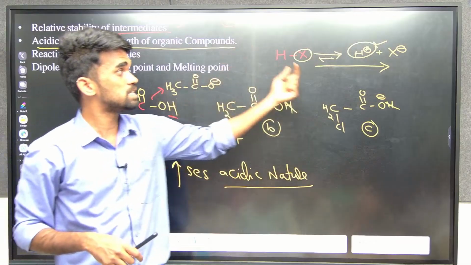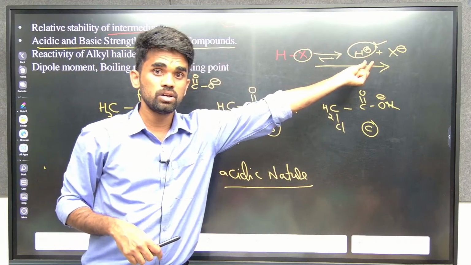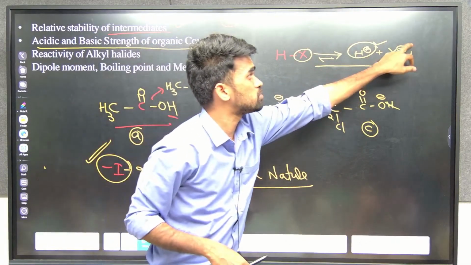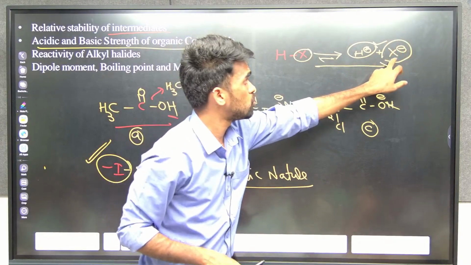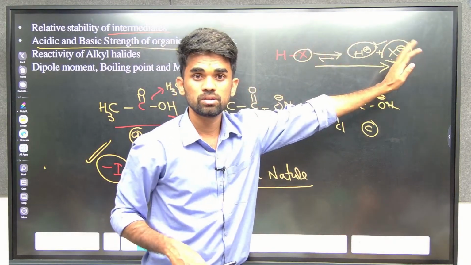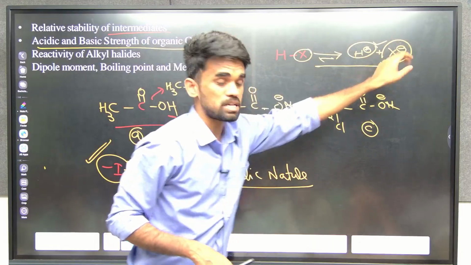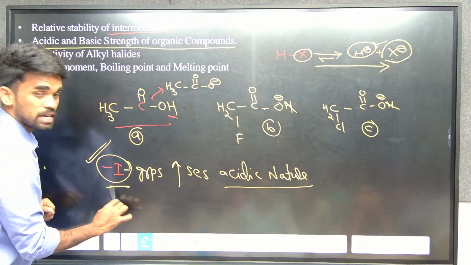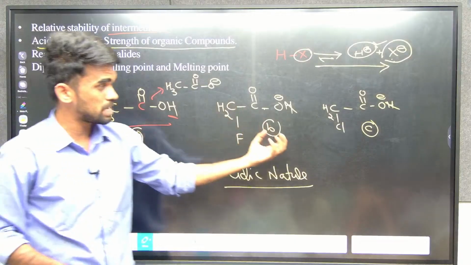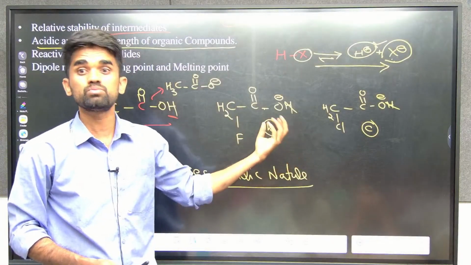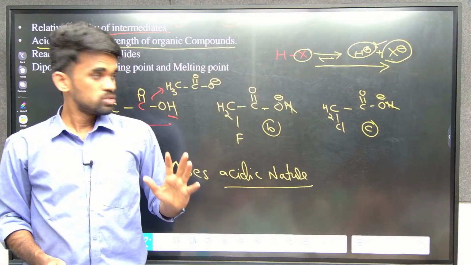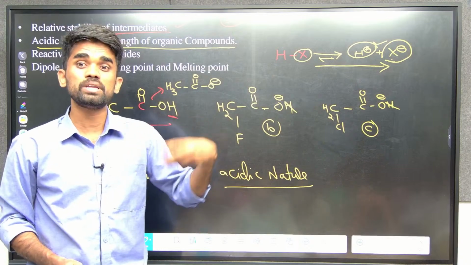Acid after releasing H plus ion, the remaining part is called what? If that conjugate base is more stable, the equilibrium moves forward. That conjugate base is stabilized by which groups? Minus I groups. So the stronger the minus I group, the more acidic that compound is. Strong electron withdrawing group, more will be the acidic nature.